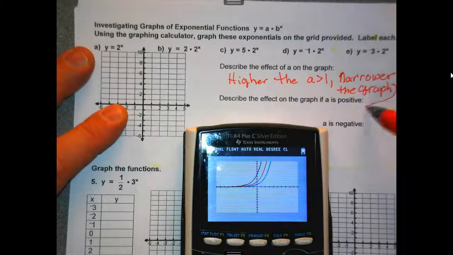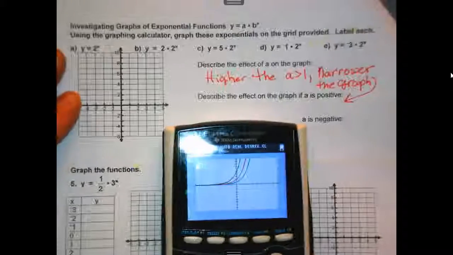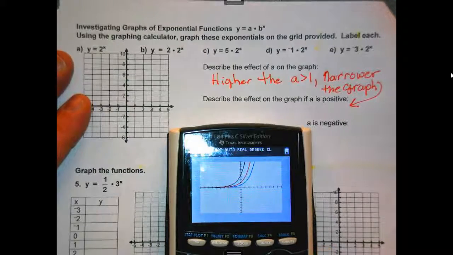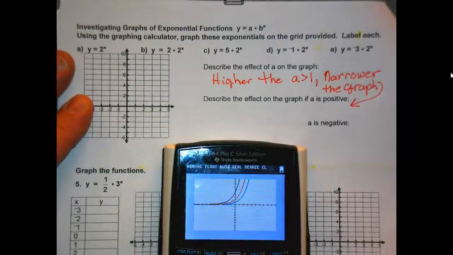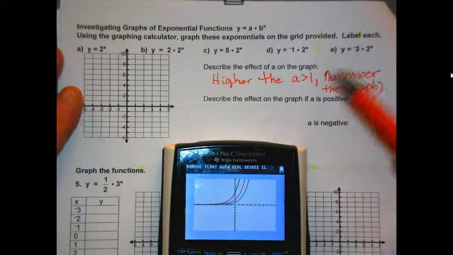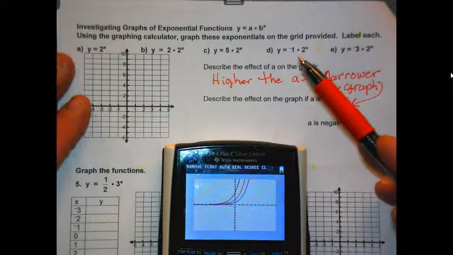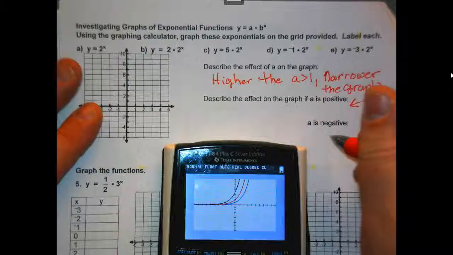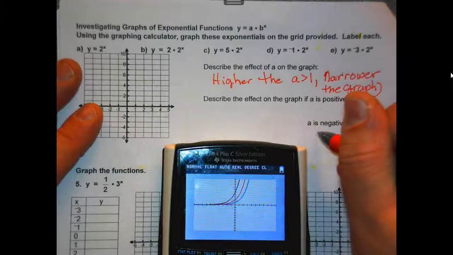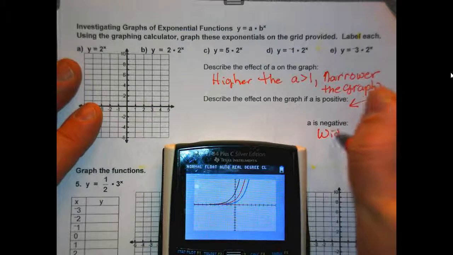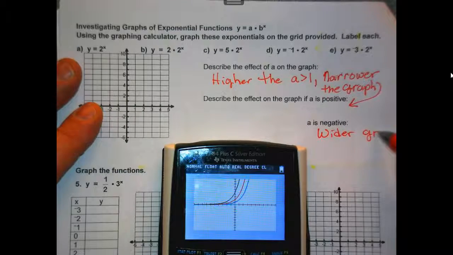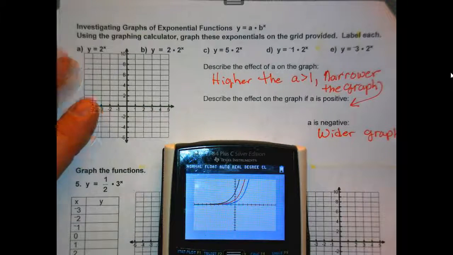So actually that goes under here. Okay, what if a is negative? So let's do the negative now. What do you think is going to happen? Wider, right? So let's try.